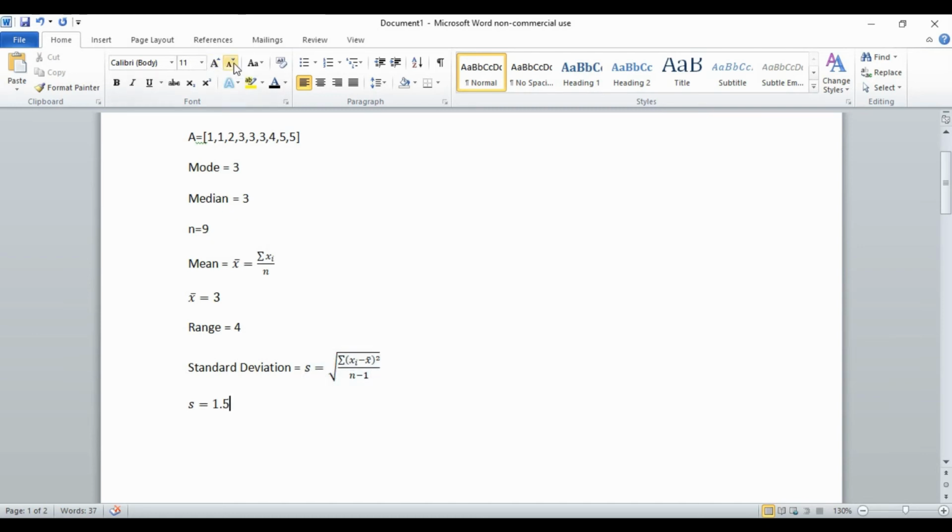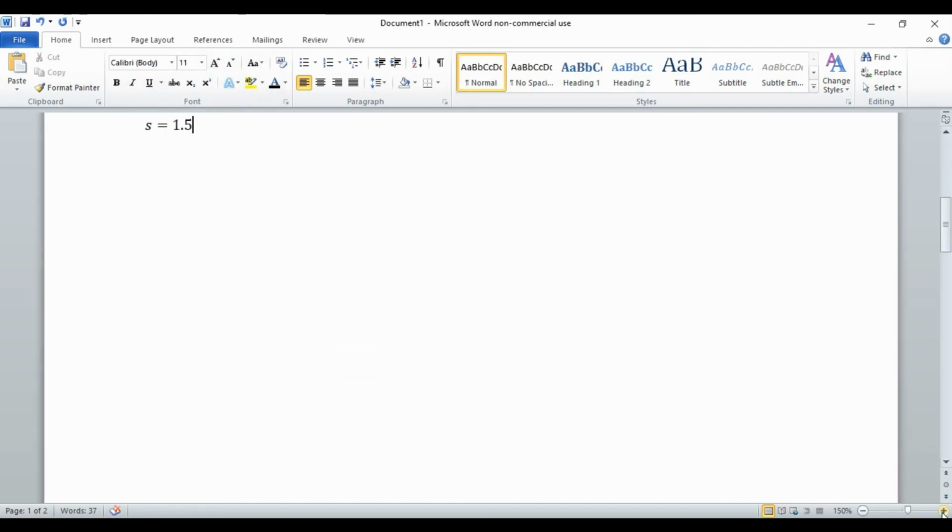I'm going to zoom in so that way you can see a little bit better here. This is the formula that you need to use for standard deviation, as opposed to the one that's in the notes.